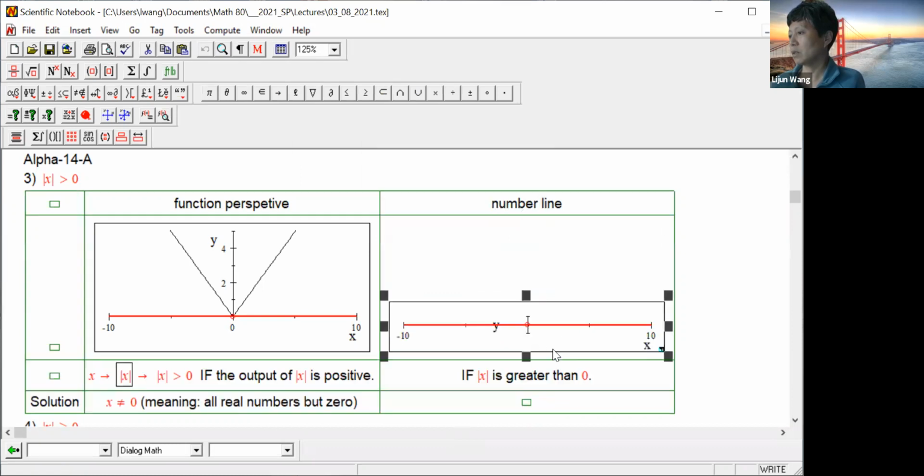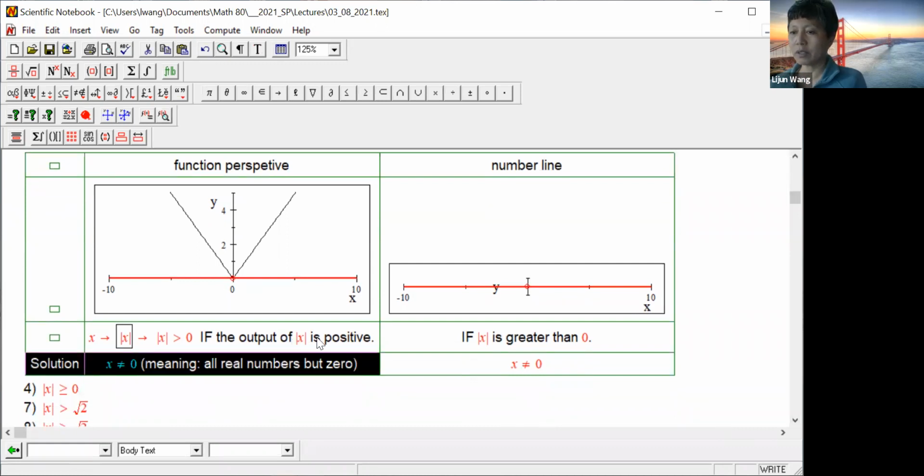Wait. That's it. Number line. So the solution is x is not equal to 0. That's sufficient. For number 3, that's the answer. Then you say, are there other forms of solution? Sure, you can use interval. You can use a word, but you can see x not equal to 0 is really the simplest way to express it.